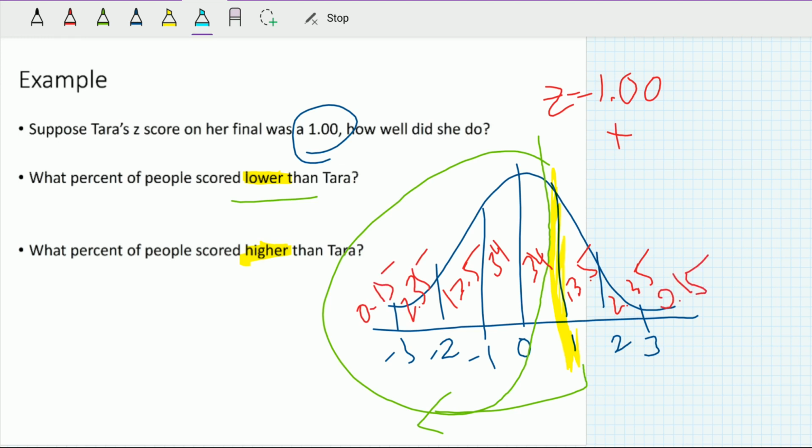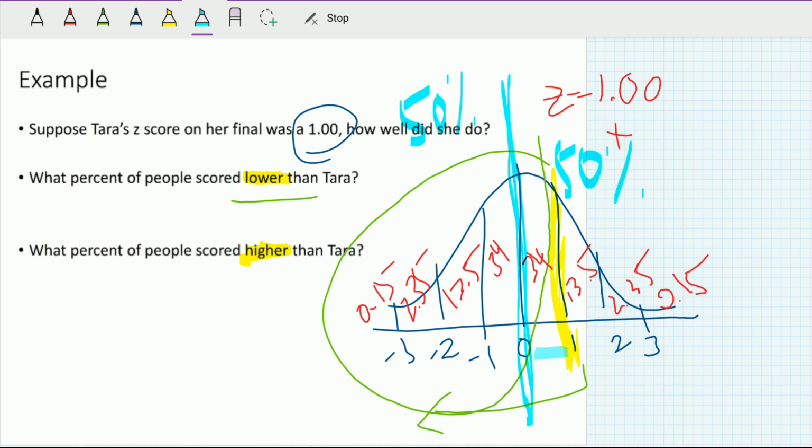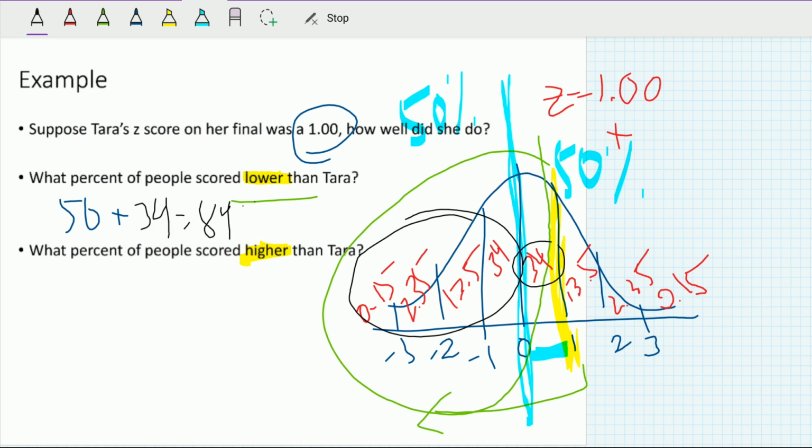But a really nice, lazy way to view it is that this here cuts it exactly: 50% this side, 50% this side. And if you notice, the 1 is just one extra section of it. So technically to get this answer, we could easily just do 50% plus this extra 34 there, which takes into account all of these. That gives me 84%. So what percent of people scored lower than Tara? 84%. And now to figure out the other answer, which is what percent of people scored higher than Tara.